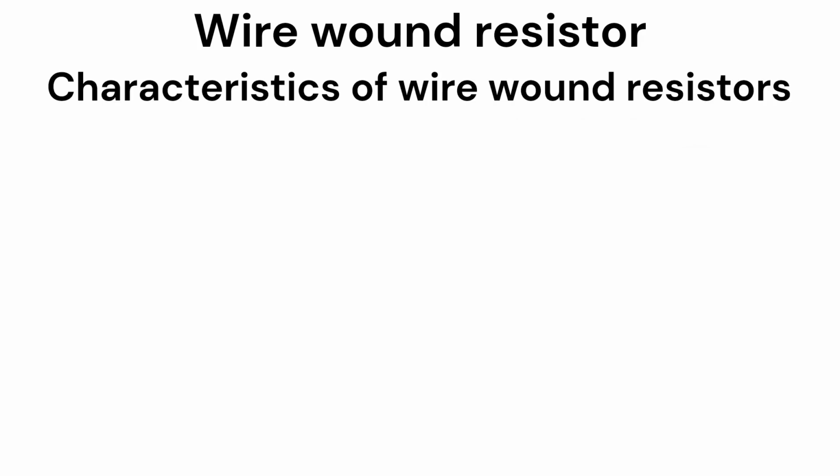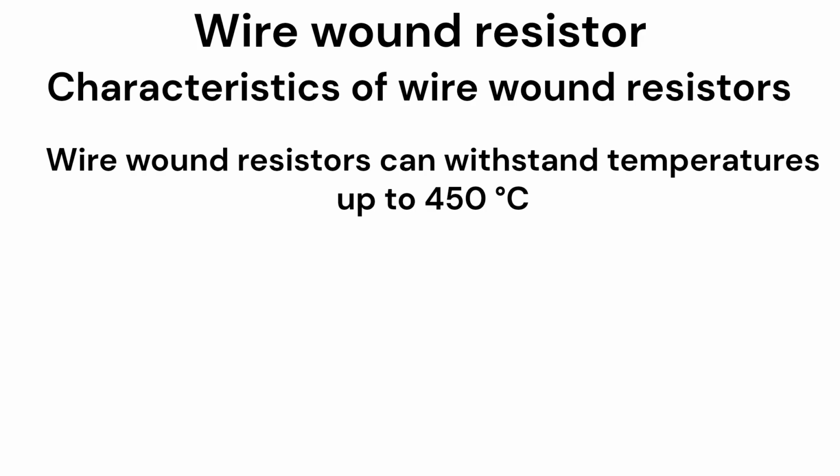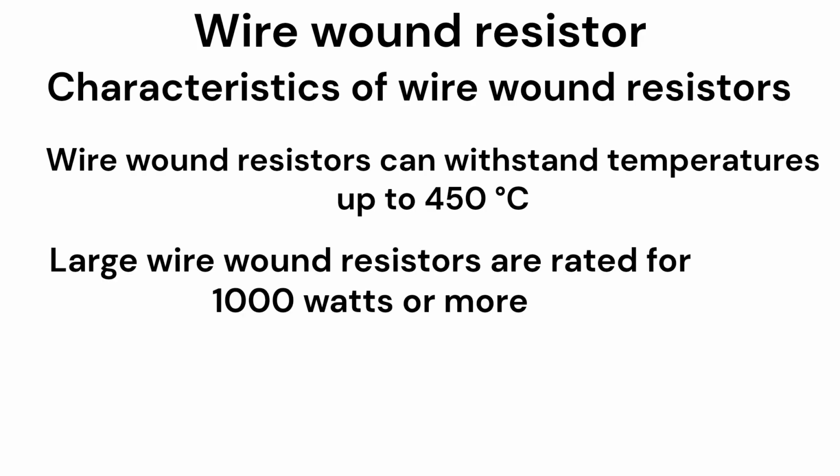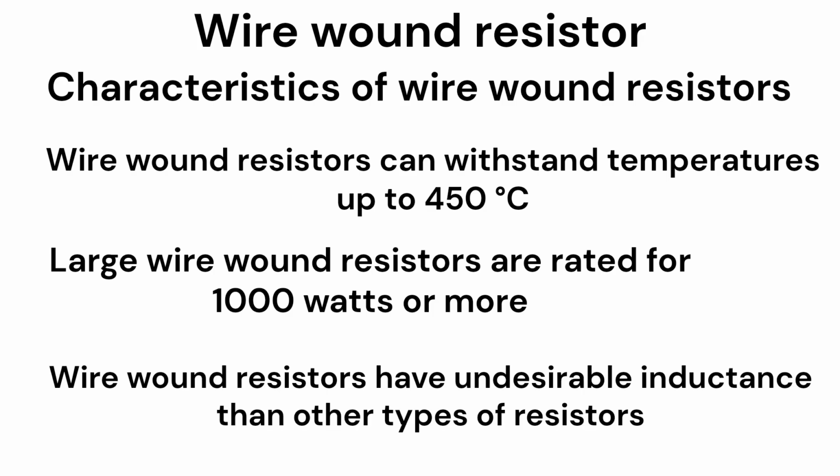Characteristics of wire-wound resistors. Wire-wound resistors can withstand temperatures up to 450 degrees Celsius. Large wire-wound resistors are rated for 1000 watts or more. The resistive element is in coils, so they have undesirable inductance compared to other types of resistors.